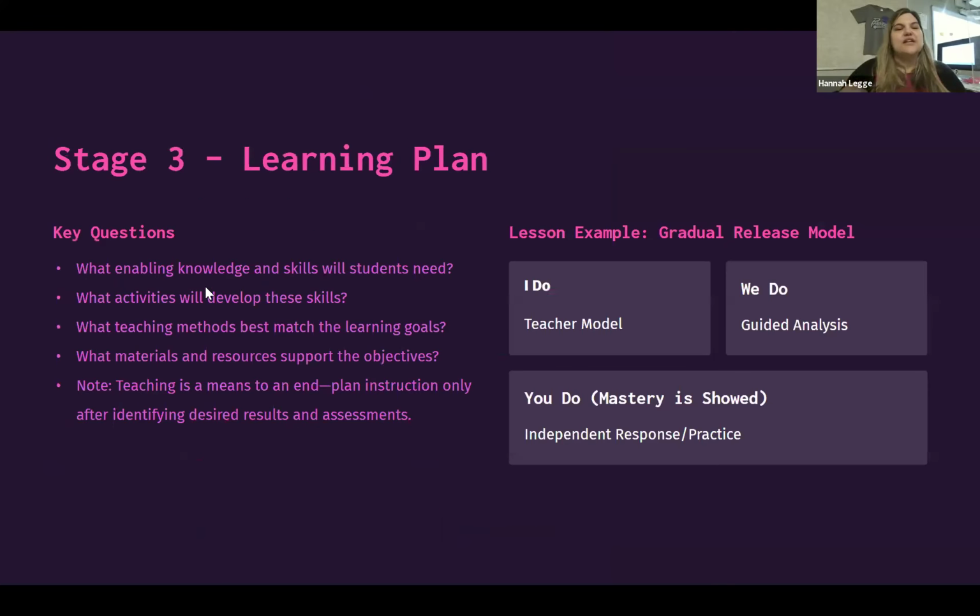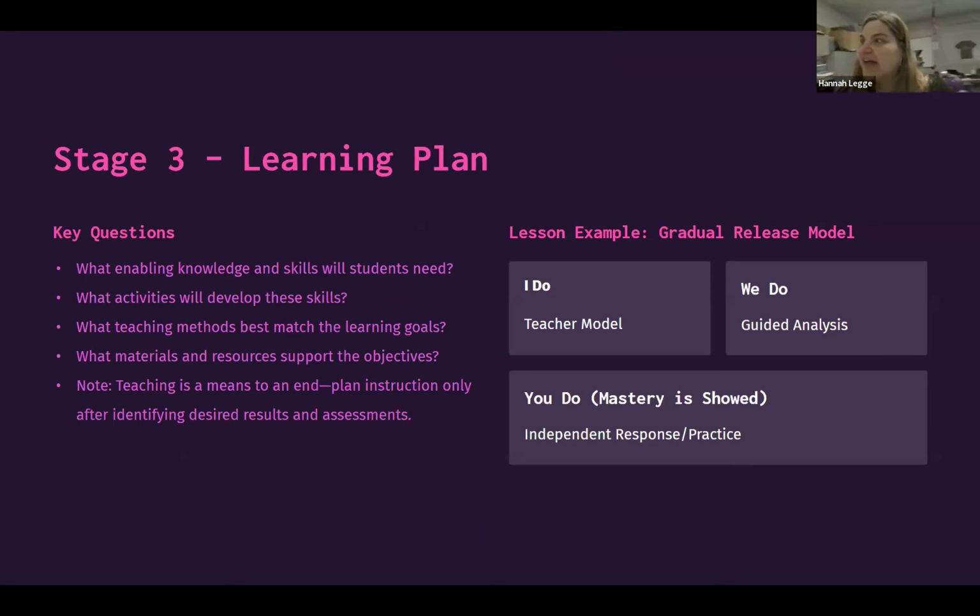Okay, we're moving on to stage 3, which is the learning plan. So on the right side, we have the lesson example, which is the gradual release model. It's the I do, we do, you do. And again, that's just an example for an English class.